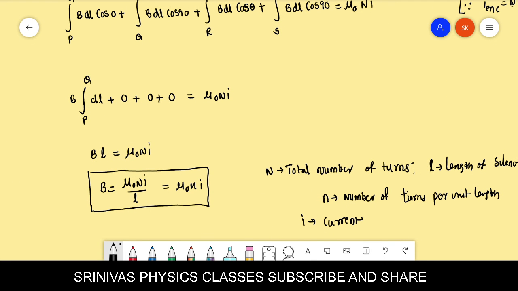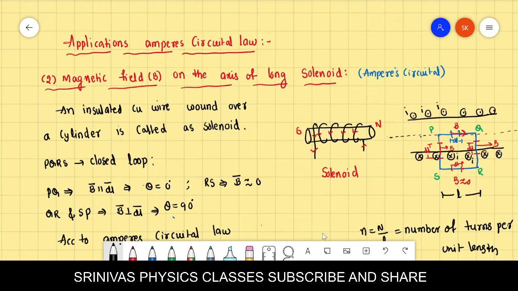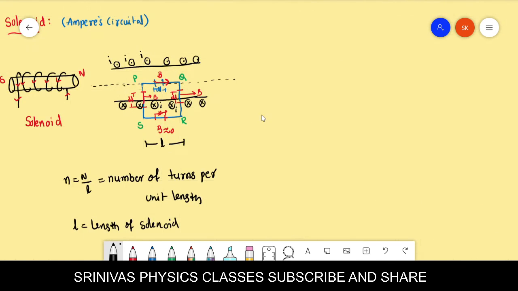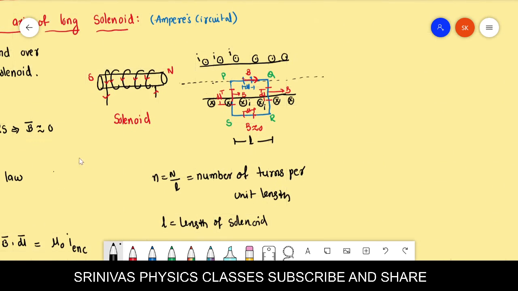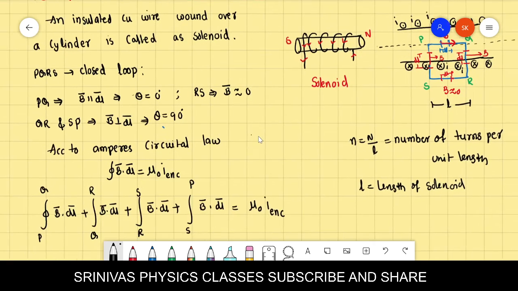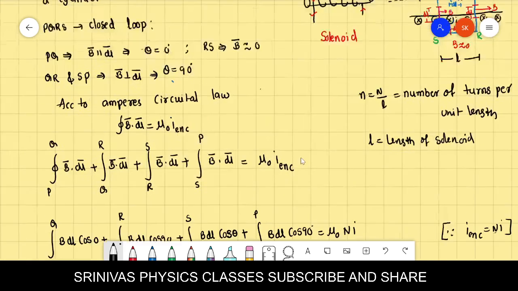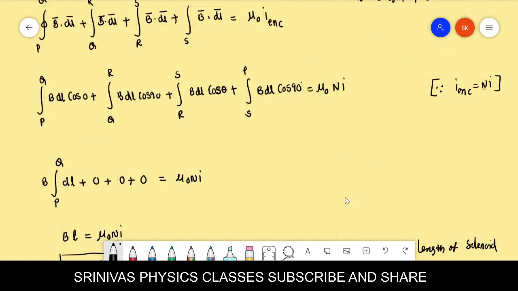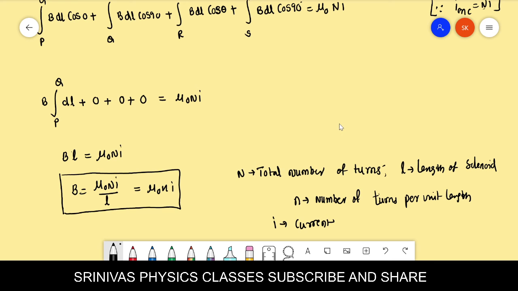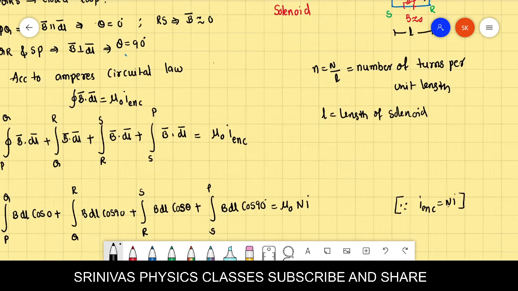Anybody, any other member have the doubt? Otherwise, we will continue. Yes, the derivation is very important. Simple derivation it is. Clear, Babu? Let's go for the next topic.